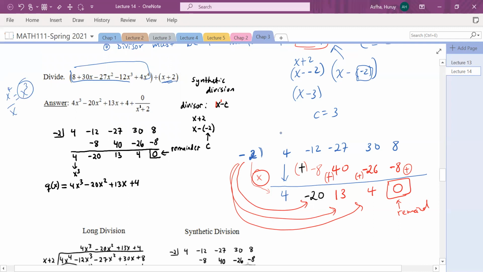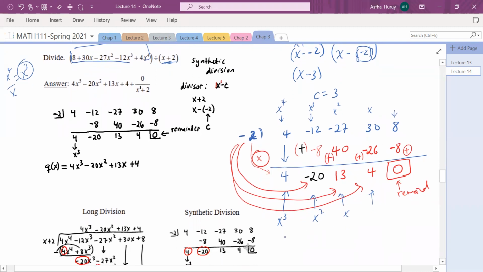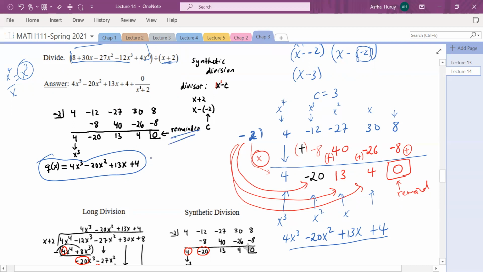Therefore, this coefficient corresponds to x to the 4th, this to x cubed, this to x squared, this to x, and this was the constant. And similarly, for the quotient, this corresponds to x cubed, this to x squared, this to x, and this is the constant. Therefore, my quotient is 4x cubed minus 20x squared plus 13x plus 4. And of course, the remainder is 0.